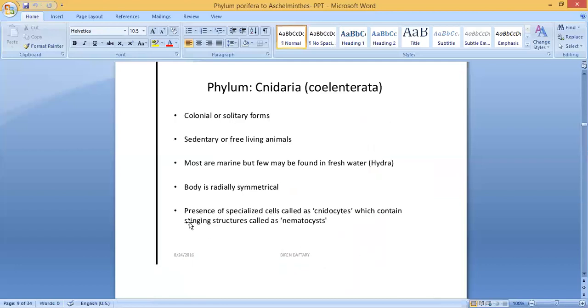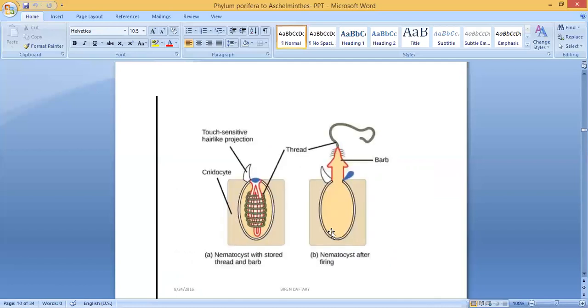Okay. So the presence of specialized cells called cnidocytes, which contain stinging structures called nematocysts. Clear? So that is all it explains here. Cnidocytes contain nematocysts. This is a nematocyst. They are stinging cells. It has a barbed thread which contains poison or toxin.